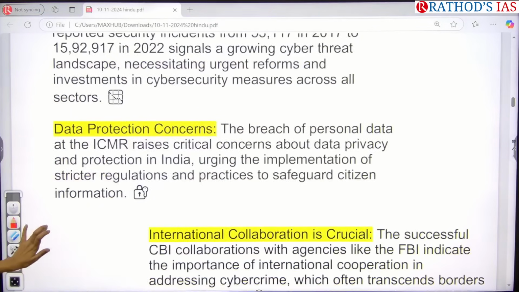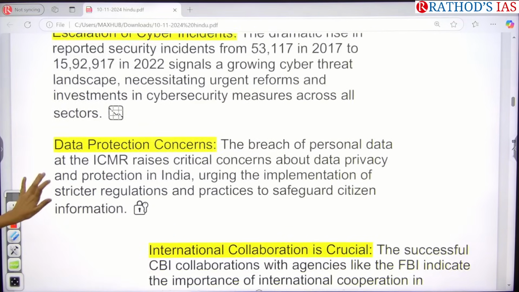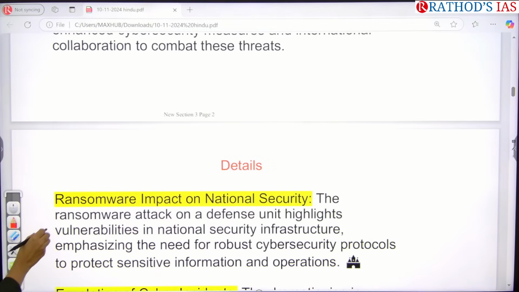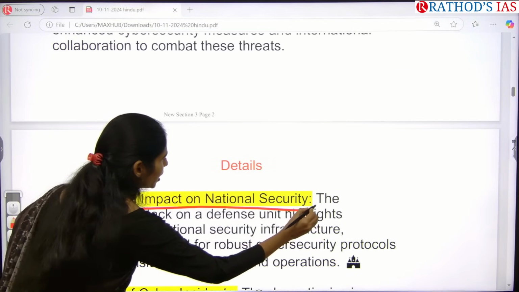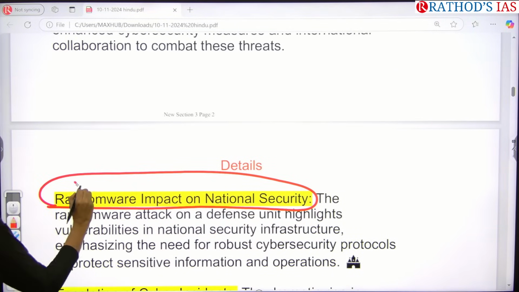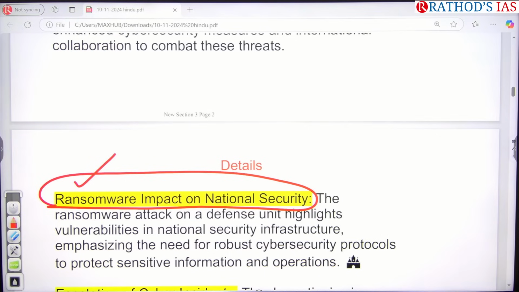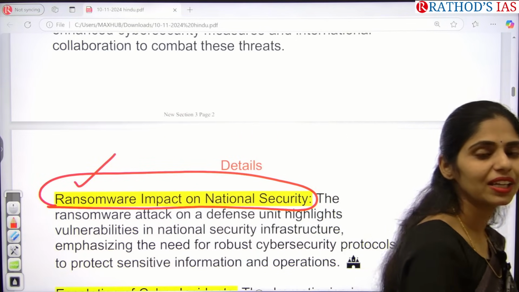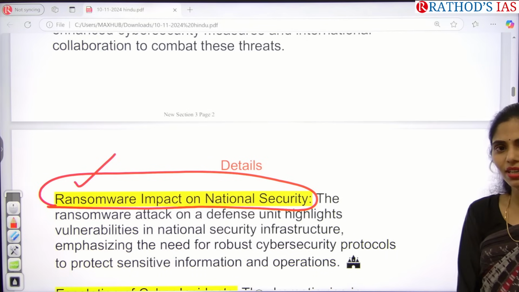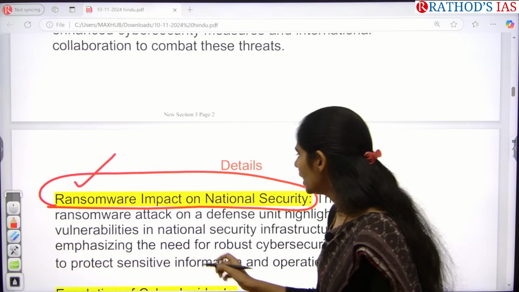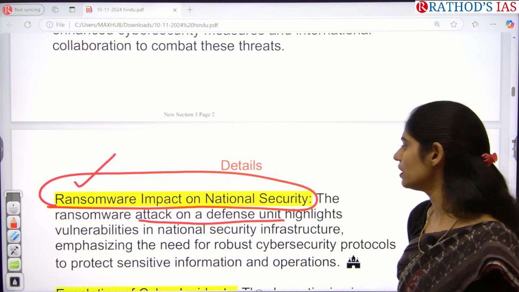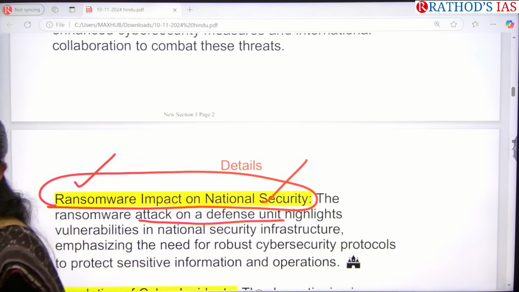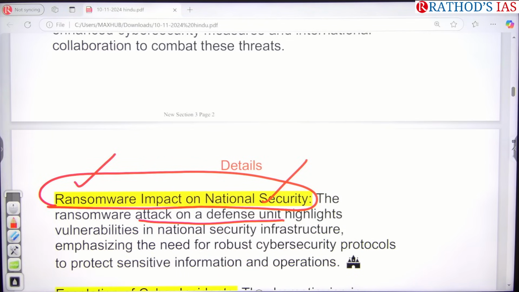So the first important point they focused on is ransomware impact on national security. Whenever this kind of cyber attack happens on our key defense unit, it matters greatly, because defense is very important. It may be the Navy, Army, or Air Force. If an attack is happening on our defense unit, can we maintain proper national security? No. So there will be an impact on our national security.